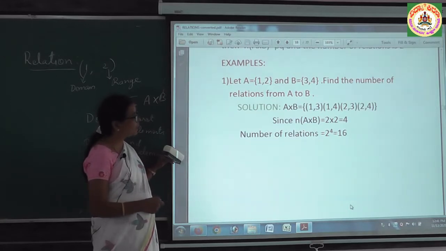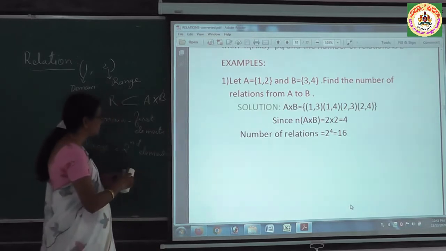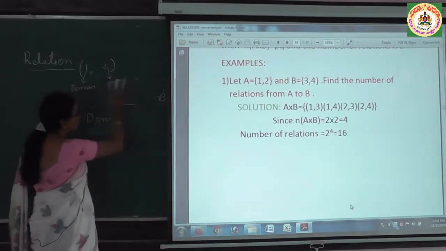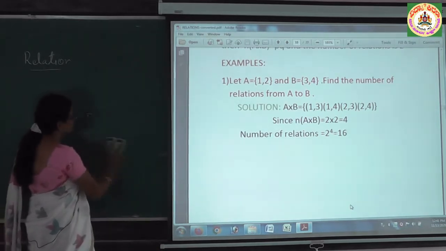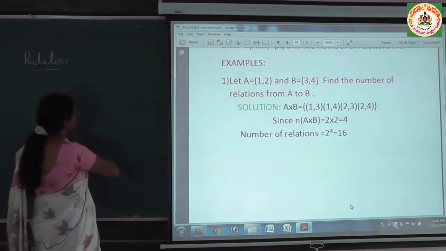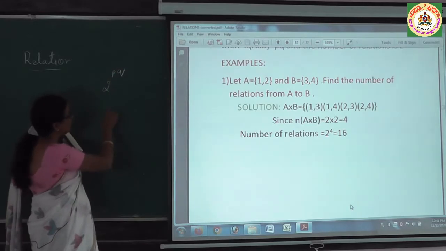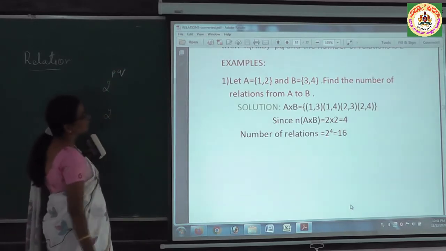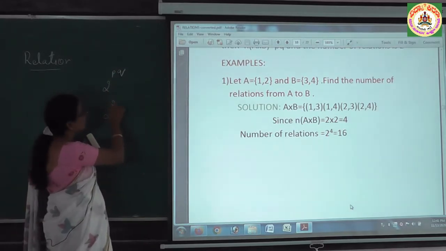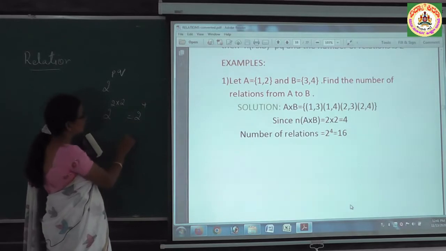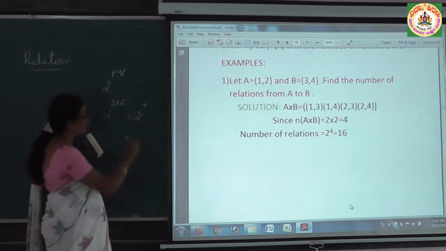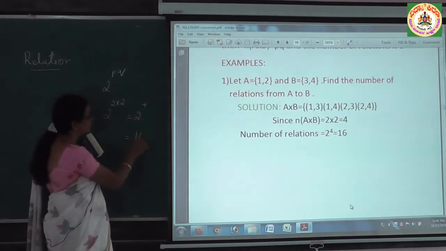We have the formula: number of relations is equal to 2 raised to PQ. Therefore, number of elements in A is equal to 2, number of elements in B is equal to 2. 2 raised to 4, 2 into 2 into 2 into 2, we get 16.